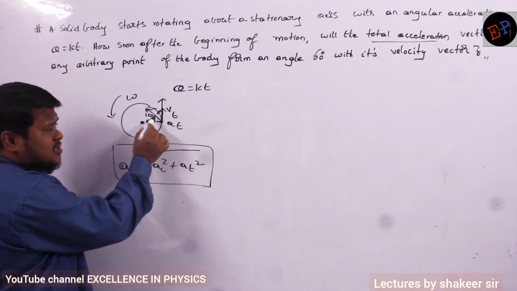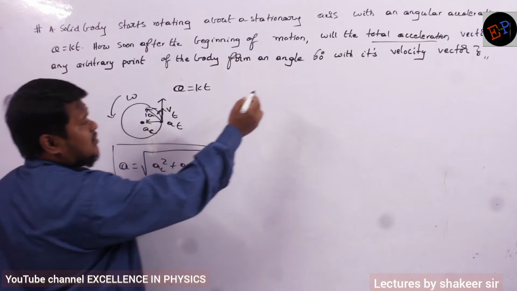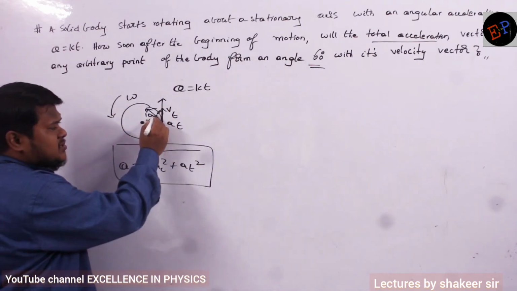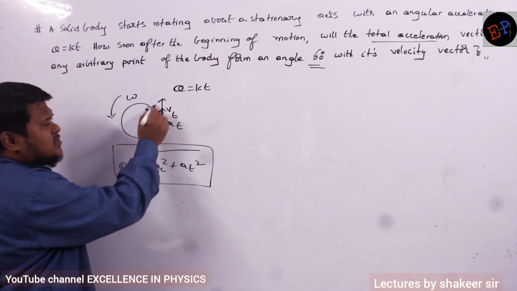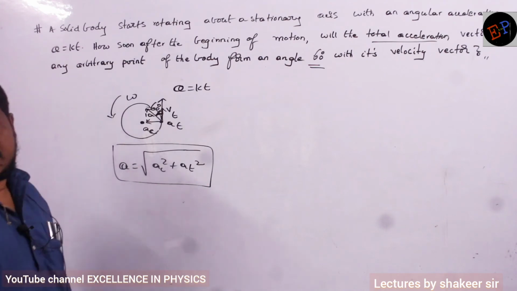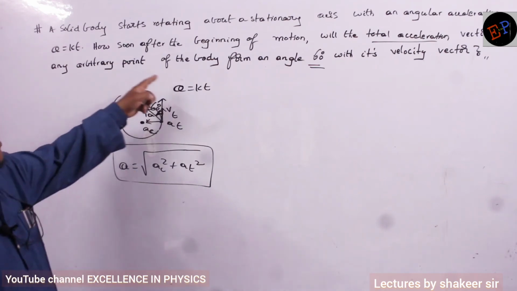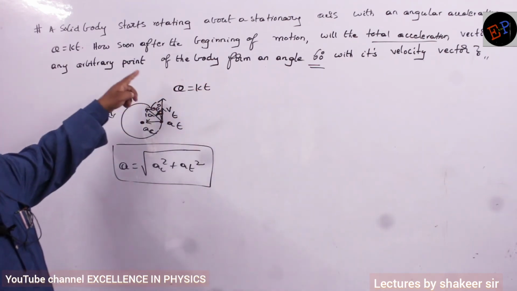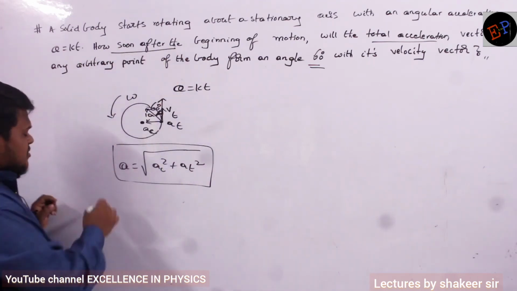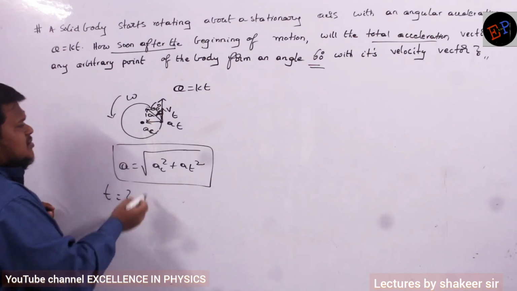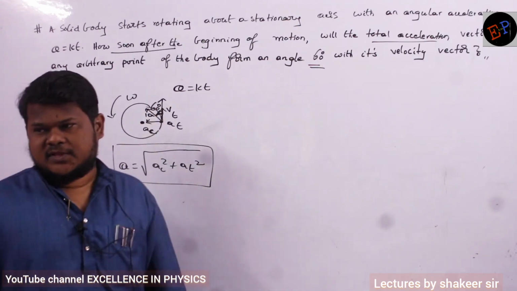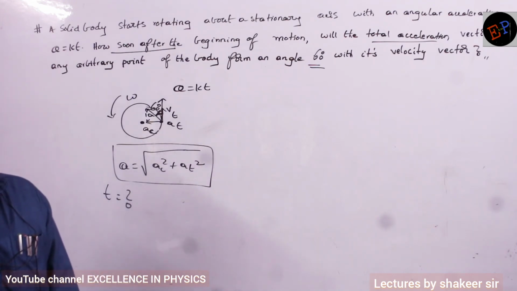So this net acceleration should make how much angle? It should make an angle of 60 degrees. That's the meaning of this. So the angle between total acceleration and velocity vector should be 60 degrees. Then what is the time taken that I want to calculate? He is asking how soon, it means what is the instant of time at which the angle between acceleration and velocity vector is 60 degrees. That is the question. Are you able to understand?